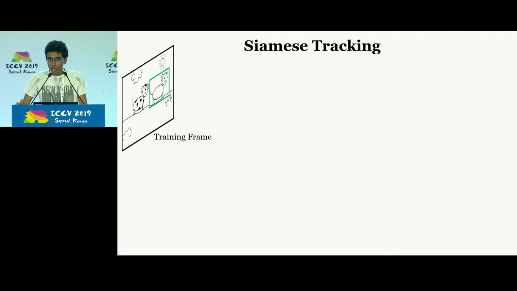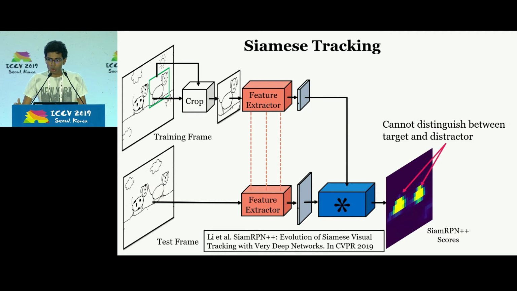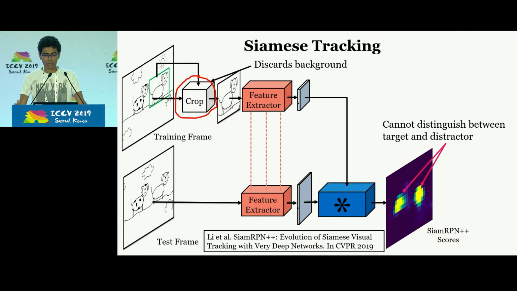To find out, let's consider the scenario where there is a distractor object in the scene. We visualize the scores output by a state-of-the-art Siamese tracker, CMRPN++. Here, we can see that the model struggles to distinguish between the two dogs, even though the distractor dog was present in the training frame.